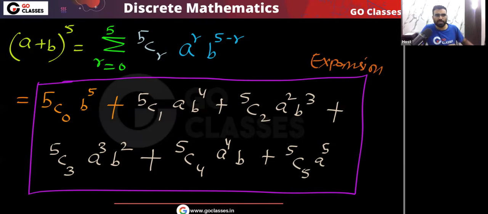In this expansion, how many terms are there? Let me know. Total 6 terms will be there because r is going from 0 to 5. Notice one thing: this r is going from 0 to 5, so total 6 terms will be there.